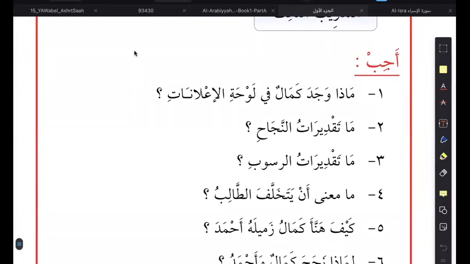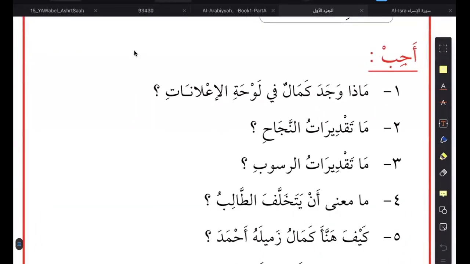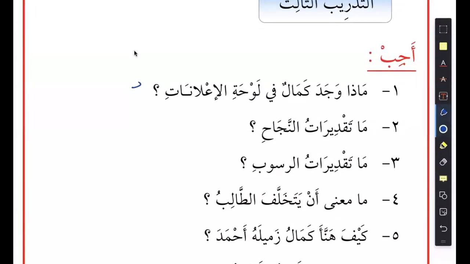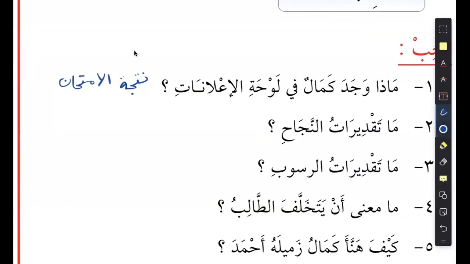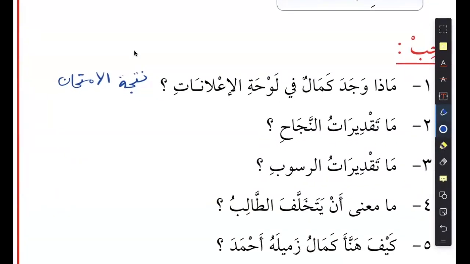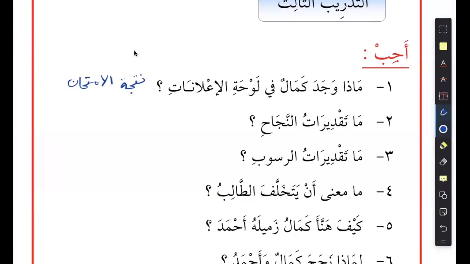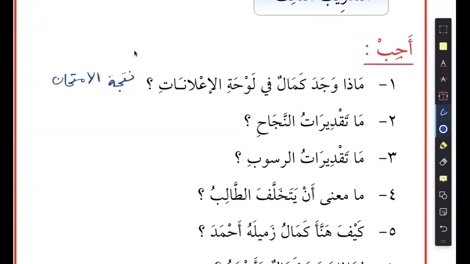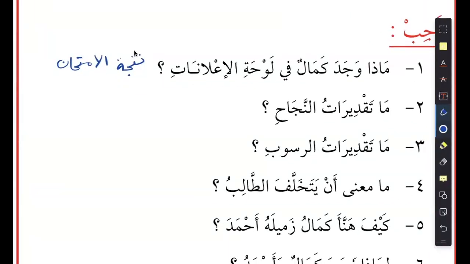Short answer would be what? What did he find? نتيجة الامتحان, right? So you can say نتيجة الامتحان, result of the exam. So this would be a short answer. You can give a short answer like that. Or you can give a complete sentence by saying وجد كمال في لوحة الإعلانات نتيجة الامتحان.